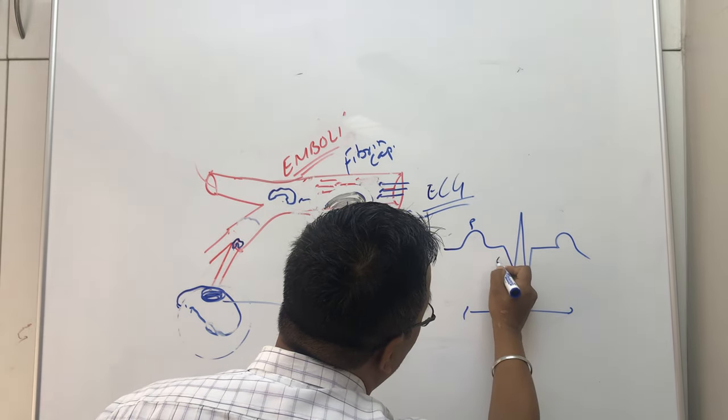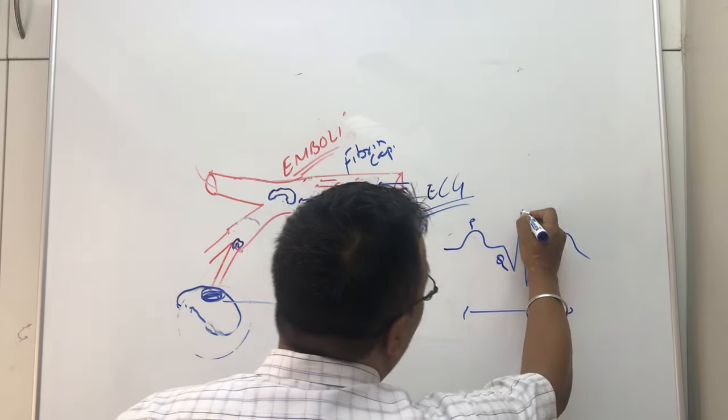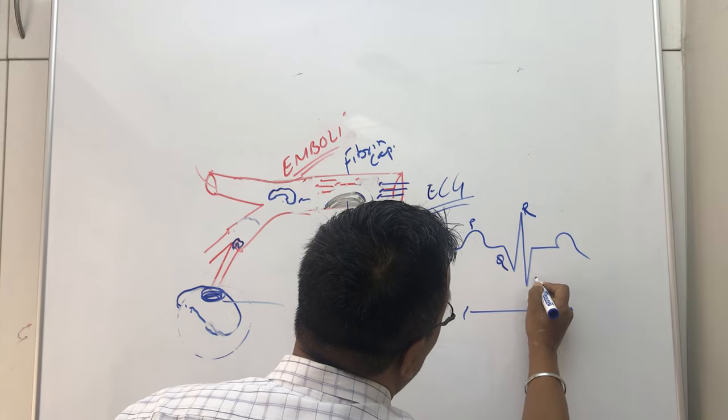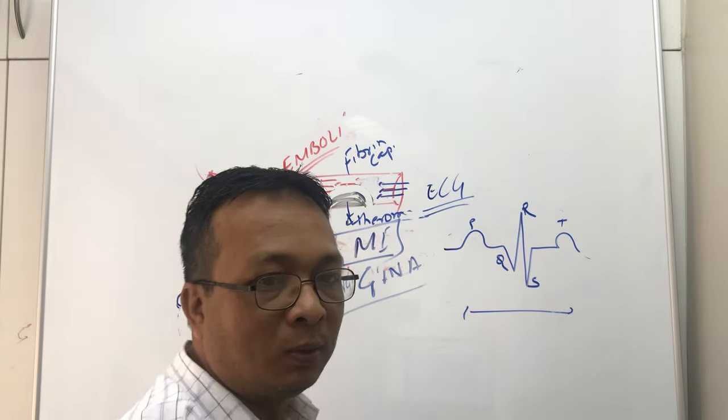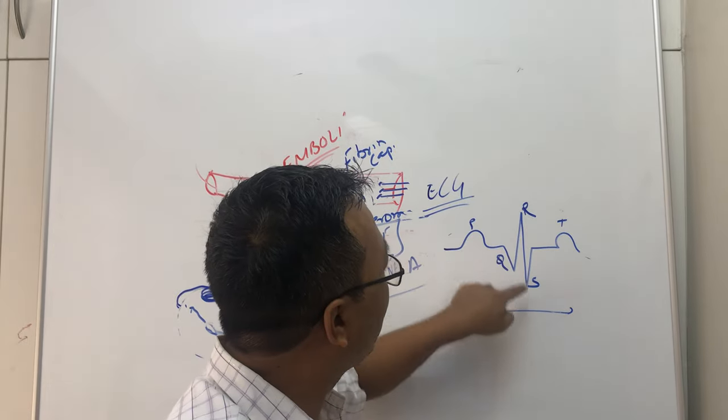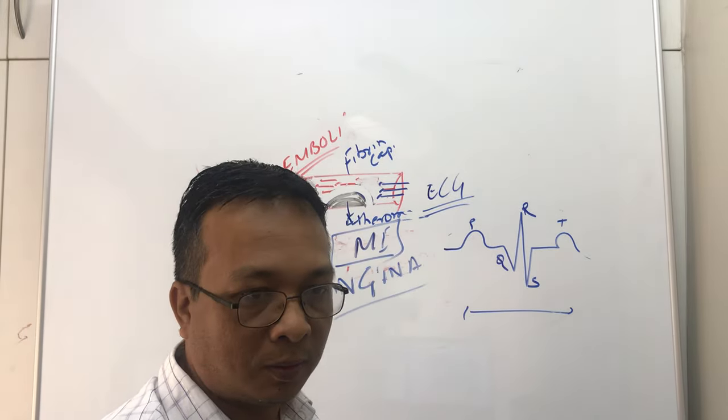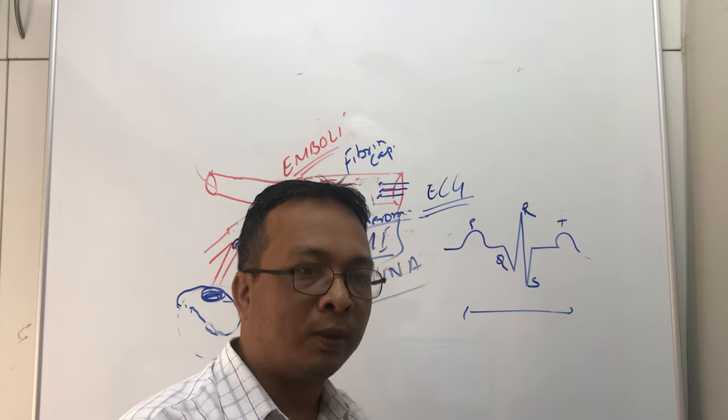This downward fall is called Q wave. This is called R. This is called S. This is called T. So an ECG wave is composed of P, Q, R, S, T. I'll give you some waves and you have to label them later on.